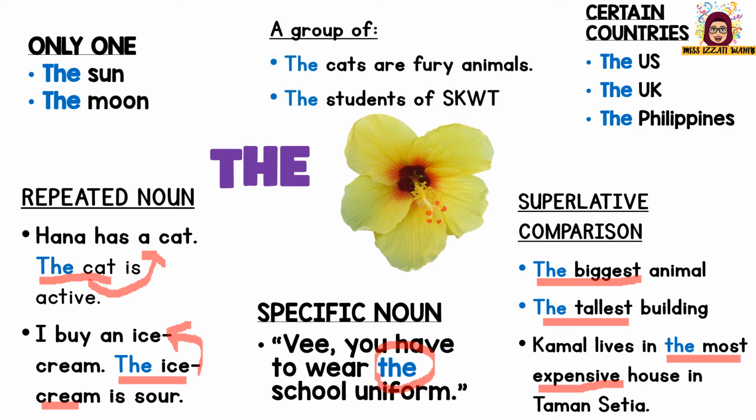Next, a group of, sekumpulan yang sama. Okay, the cats. Kucing-kucing adalah haiwan yang berbulu. The students, murid-murid of SKWT. So, this is how we are going to use the in front of the noun. Pastikan the ni duduk depan kata nama.